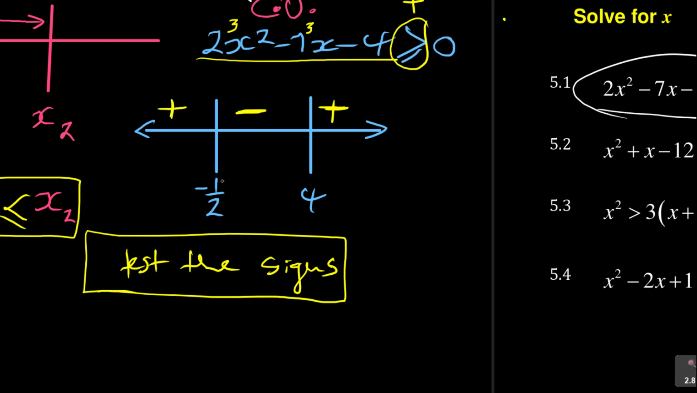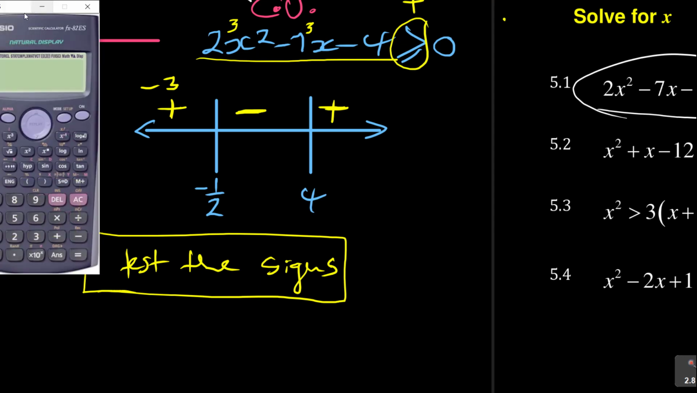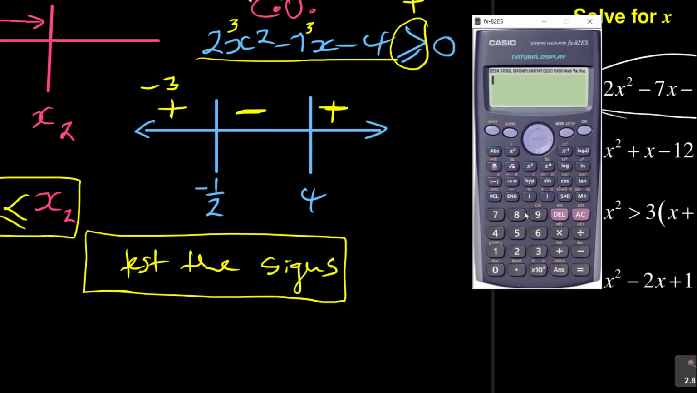Choose any number less than negative half. Let's say negative 3. Let me try negative 3. Any number as long as it is less than negative half. So 2 bracket negative 3 squared minus 7 bracket negative 3 minus 4. See, I'm getting a positive. I can choose any number.